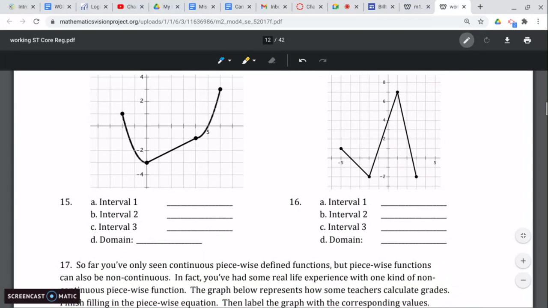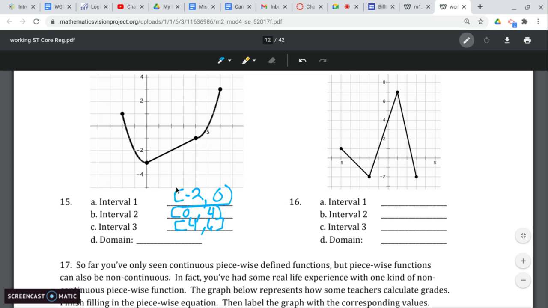So for 15, if we look at this, the first interval, what's the x value here? Negative 2. And it goes to 0. This is our x value, 0. Then we go from 0 for our second interval to 4. So we've got 0 to 4. And then the last one is from 4 to, what's this x value? 6. So 4 to 6.